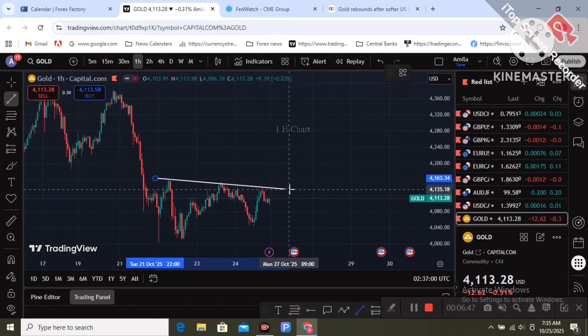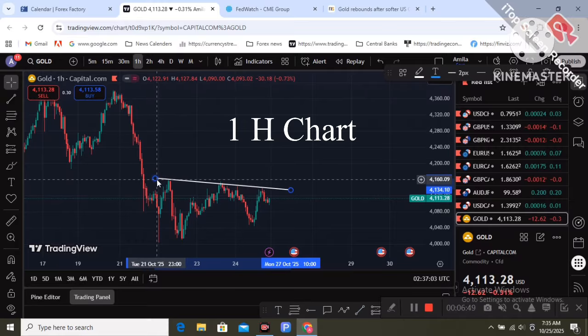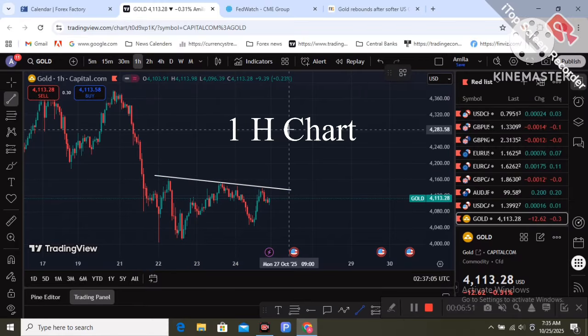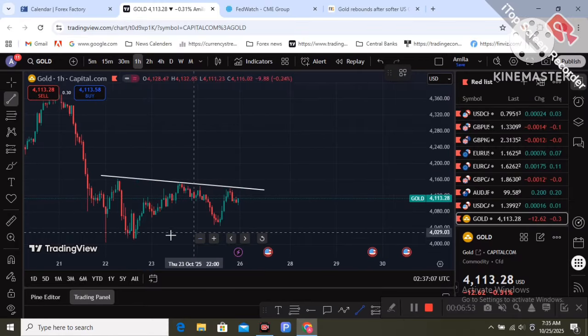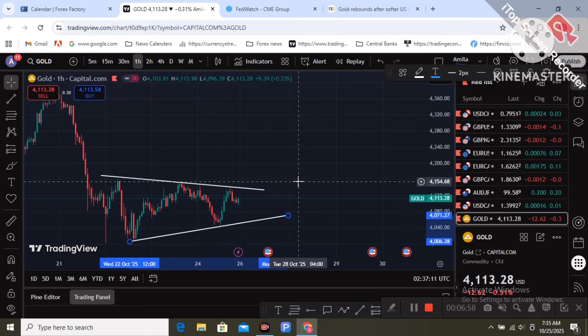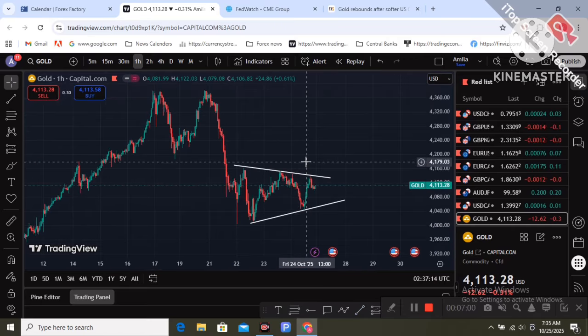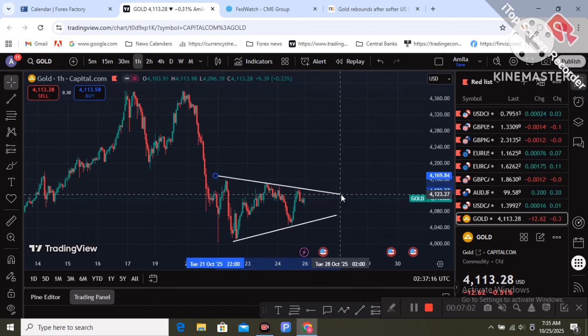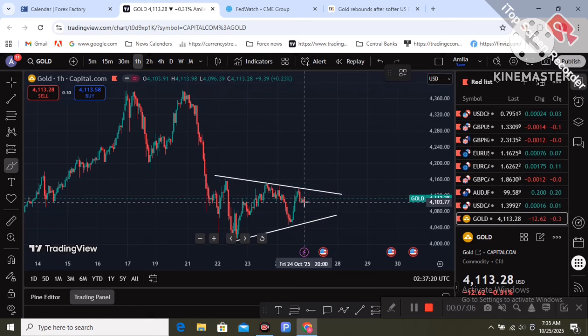So this is the 1 hour chart. What are the interesting technical levels? This is the pattern: gold price is now in a triangle pattern. You can see this triangle pattern. So this is the 1 hour chart technical picture. With a triangle pattern, you should wait for the breakout. So wait for the breakout.